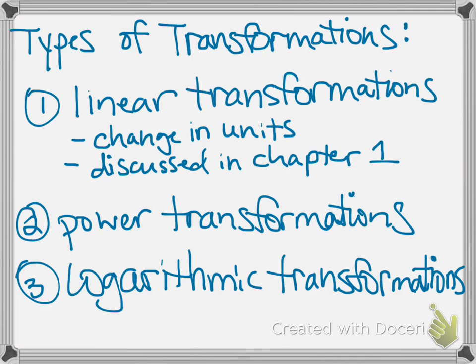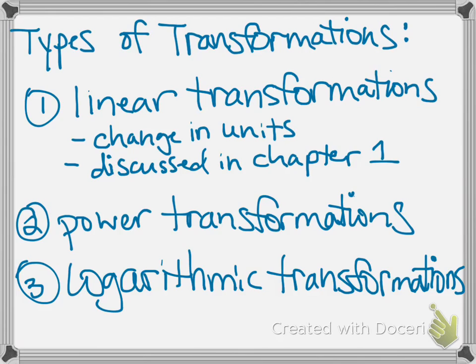So there are a few basic types of transformations. We've already talked about one. We talked about it back in the first chapter, and those were linear transformations. And that was basically just changing the units of a set of data. We were either taking our data and multiplying everything by a constant, so we were scaling it up or down, or we were shifting our data to the left or to the right by adding or subtracting a value to it.